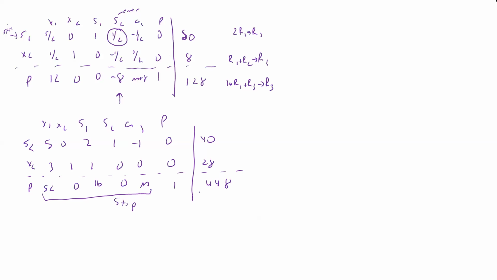And so now the max P is what? 448. When what? Well, it looks like X2 is going to be 28. S2 is going to be 40, and so it means when x1 is equal to 0 and x2 is equal to 28, those are the two key pieces. And again, this one also says that S1 is equal to 0 and S2 is equal to 40. So those are the surplus and slack variables.